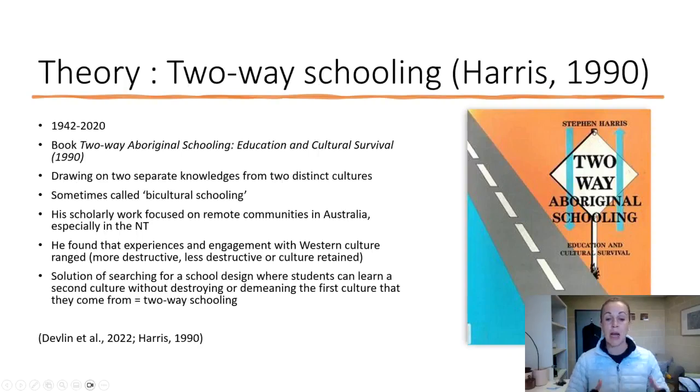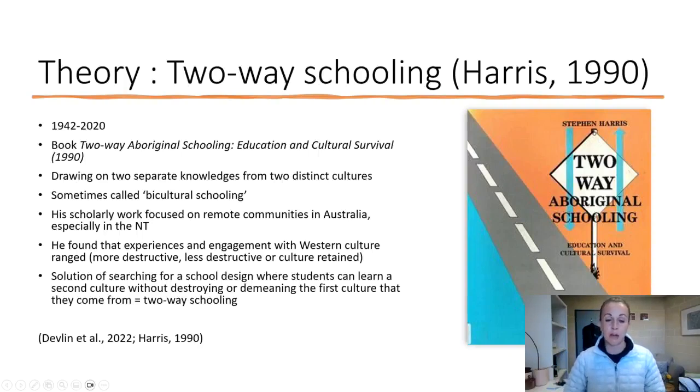And this is sometimes called bicultural schooling. So there is other theory around this that you can perhaps look at. But his scholarly work, as I said, was focused on those remote communities here in Australia, especially in the Northern Territory, where Aboriginal and Torres Strait Islander peoples live in communities. And he found that these students who were living in these communities, their experiences, engagement with Western culture ranged. And he describes this engagement with Western culture as more destructive, less destructive, or culture retained. And that's his categorization there.